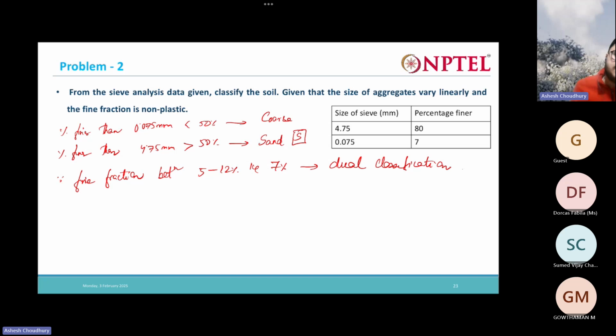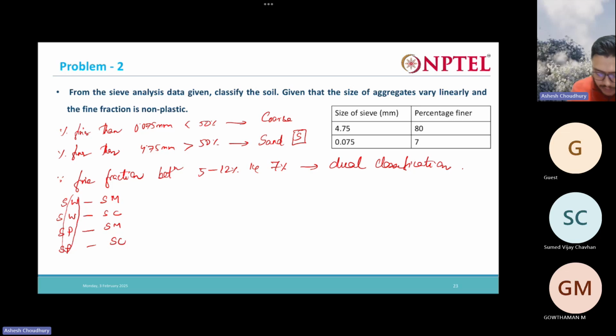Now let us first decide what the possible dual classifications are that we can have. The possible dual classifications are SW-SM, SW-SC, SP-SM, SP-SC. Now let's first concentrate on whether it's poorly graded or well graded.